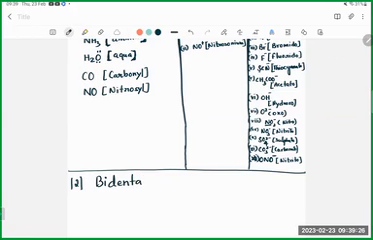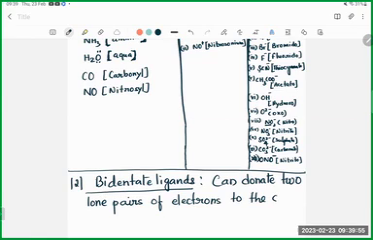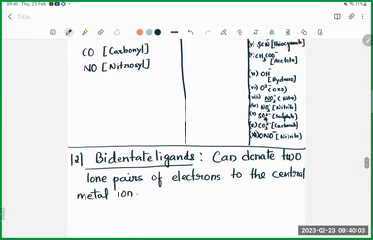Now you can define what do you mean by bidentate ligands? What are bidentate ligands? Tell me. Can donate two lone pairs. Exactly. Can donate two lone pairs. To whom will it donate? To the central metal atom. Exactly. To the central metal ion or metal atom. Okay. This is about the bidentate.